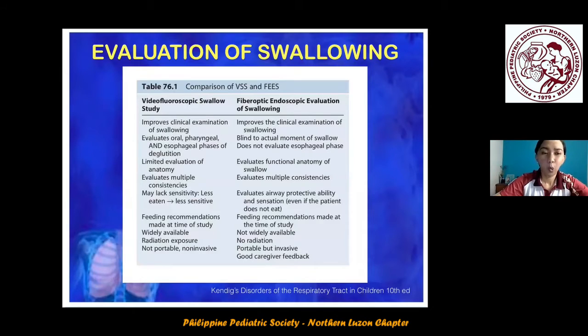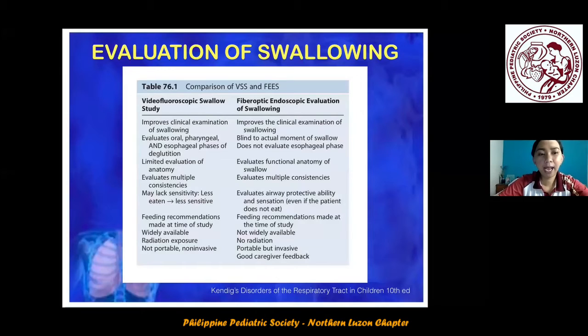So once the clinical examination suggests aspiration, and questions asked like the ones Dr. Karen discussed earlier suggest aspiration, then a swallowing study should be done to confirm it. So here is a table comparing radiographic evaluation of swallowing, which is the video fluoroscopic swallow study, also known as the modified barium swallow.